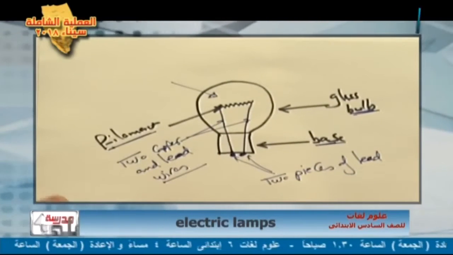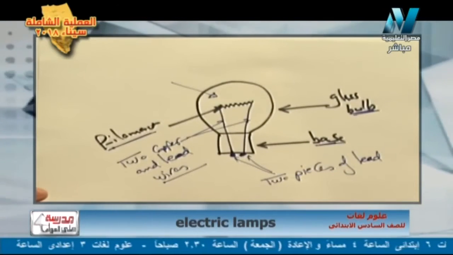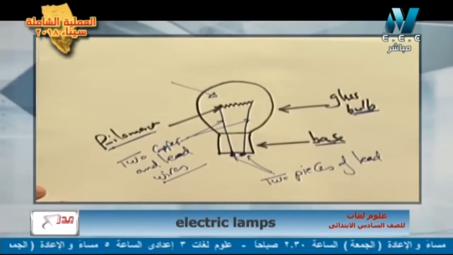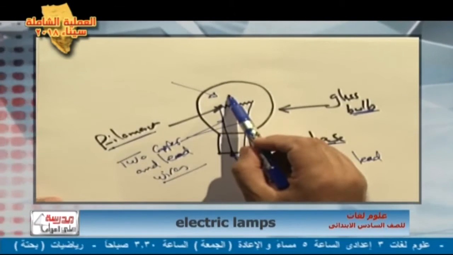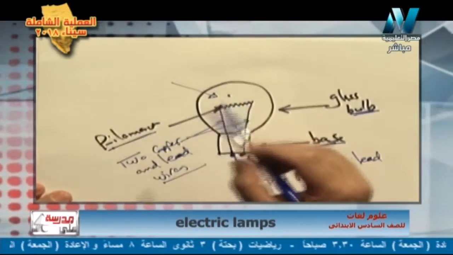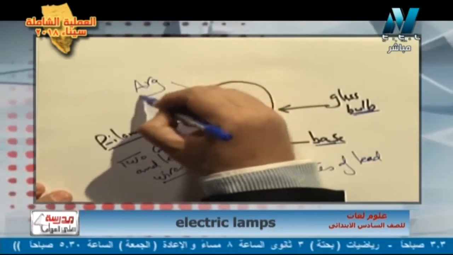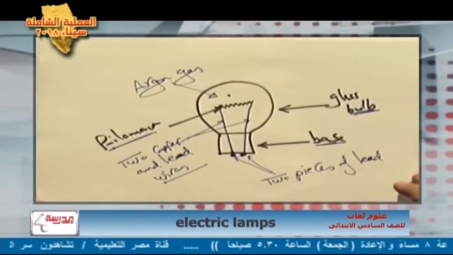Of course not, because we know that the air contains oxygen and oxygen helps in burning. So here inside the lamp there must not be air or oxygen. But what is the gas found? The gas will be called argon gas. Argon gas, and it's a very inactive inert gas.